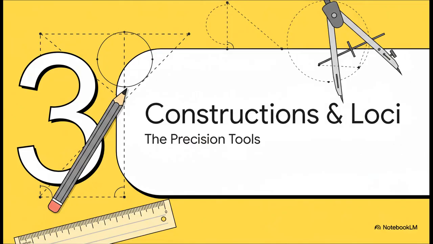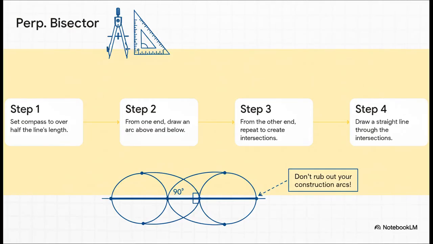Okay, let's get a bit more practical. It's time to add the precision tools to our toolkit. For this section, you're going to need your pencil, a ruler, and a good old pair of compasses. You are definitely expected to be able to do constructions like this one, and the key is precision. A perpendicular bisector has to cut the line exactly in half and at a perfect 90-degree angle. Oh, and here's the golden rule. Whatever you do, never ever rub out your construction arcs.